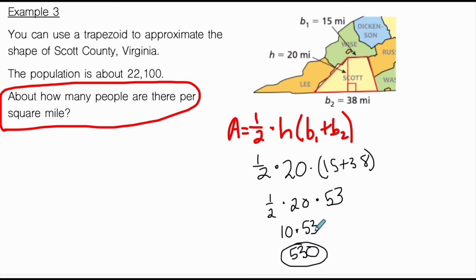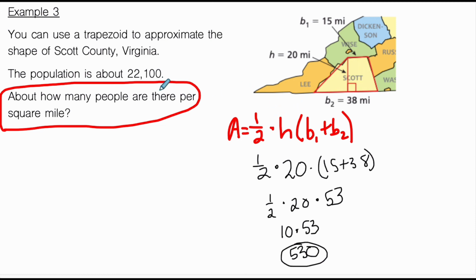So let's focus ourselves. What did we just find? Well, we found the area of a trapezoid, which happens to be Scott County, Virginia. So the total area of Scott County, Virginia, if we were able to fill it all in, is 530 square miles. But I want to know how many people are there in every one of those 530 miles. Well, here's an interesting factoid. The population of Scott County is about 22,100 people.